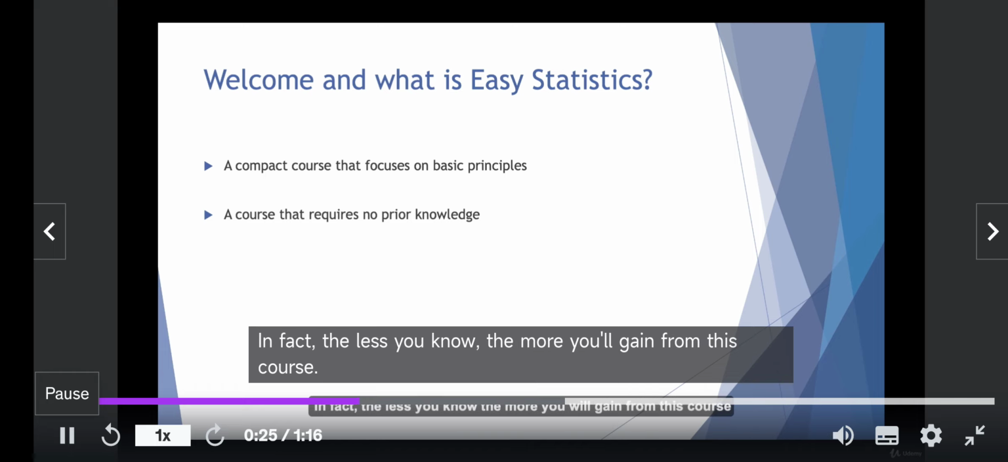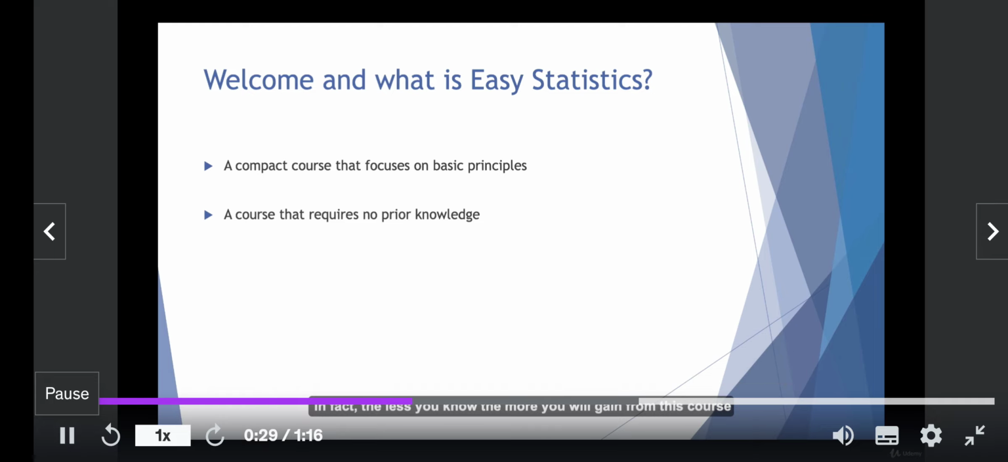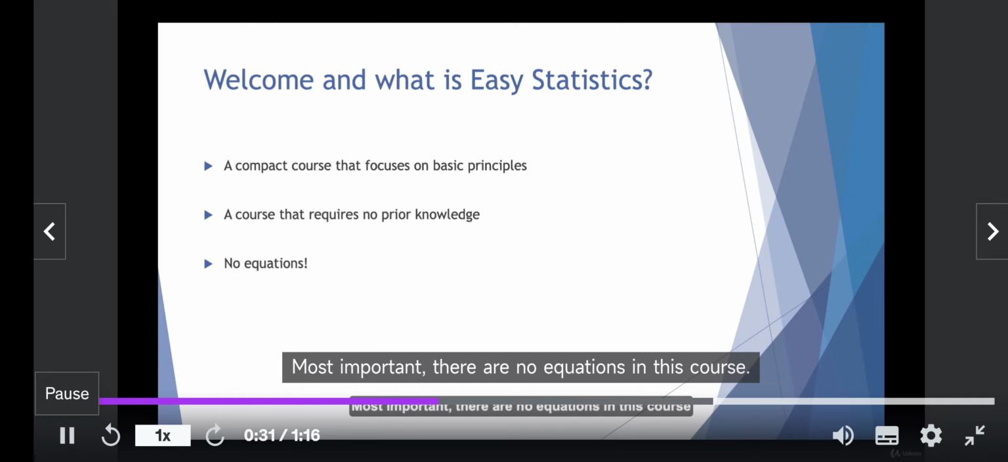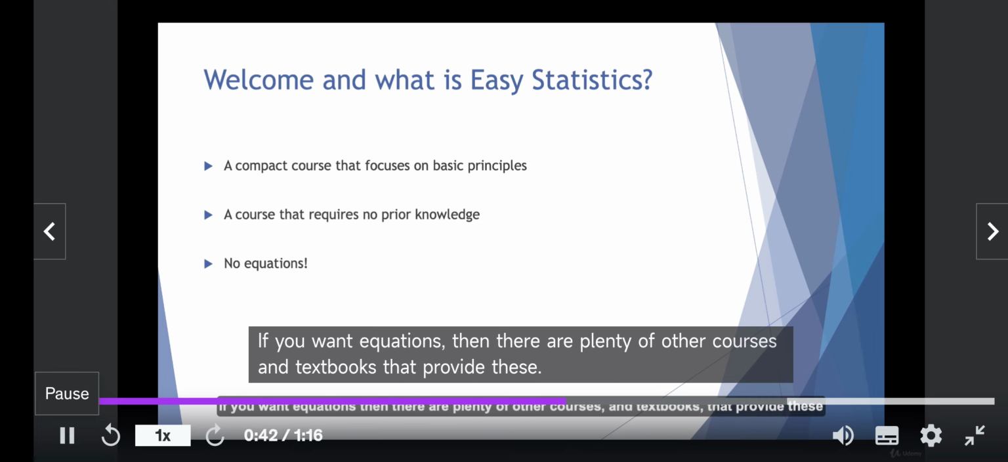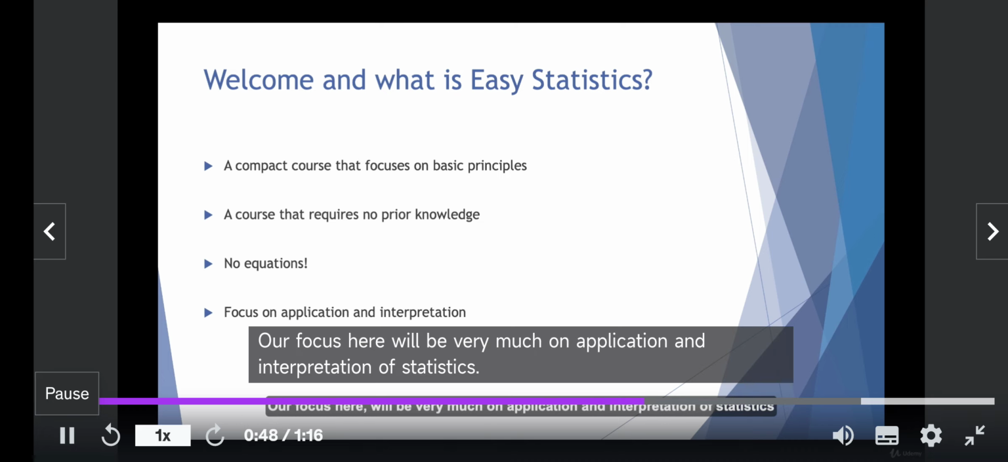In fact, the less you know, the more you'll gain from this course. Most important, there are no equations in this course. The emphasis of this course is on understanding statistical concepts intuitively and in a gentle manner. If you want equations, then there are plenty of other courses and textbooks that provide these.